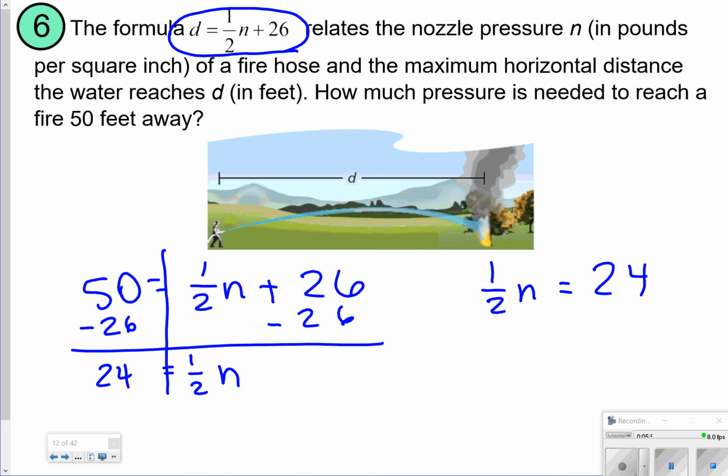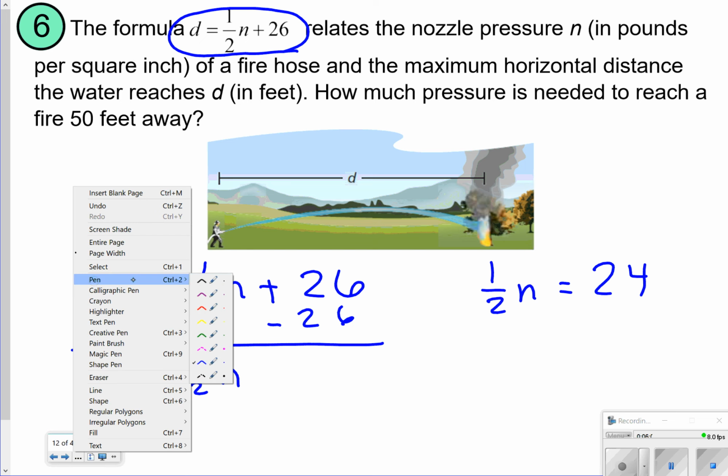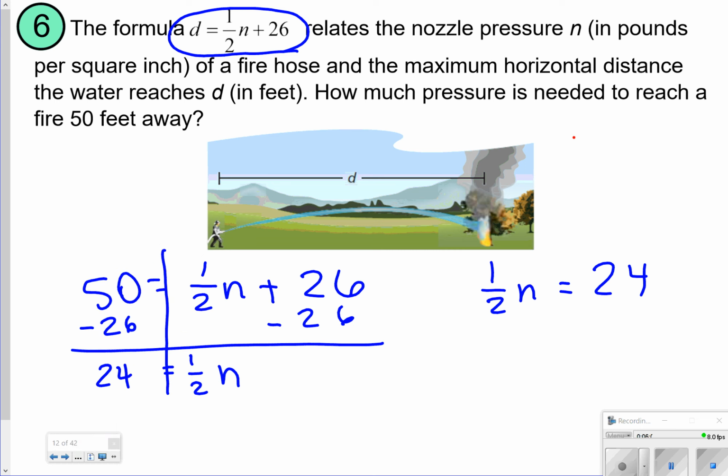Some of you saw that 1/2 was being multiplied, so you divided by 1/2. Dividing by 1/2 is the same thing as multiplying by its inverse. Okay, these two are the same thing. So really all you had to do was multiply by the inverse on both sides. And I really like that way just because it gets a little bit easier. These two are going to cancel out, so N is equal to 48.